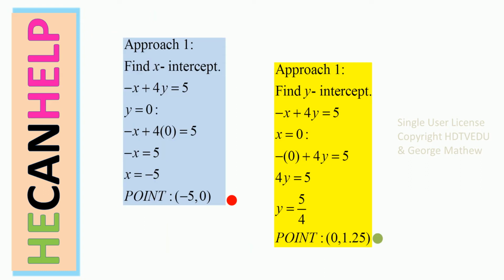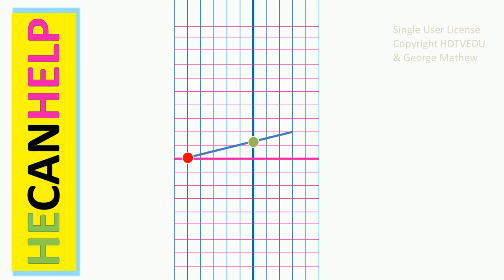Negative x plus 4y is equal to 5. Set y equal to 0, solve for x. Negative x plus 4 times 0 is equal to 5, so you get negative x equal 5, or x equals negative 5. Negative 5, 0. To find the y-intercept, you set x equals 0 and solve for y. When you set x equal to 0, this whole thing goes to 0. So you get 4y is equal to 5, or y is equal to 5 over 4. Our point is 0, 1.25.